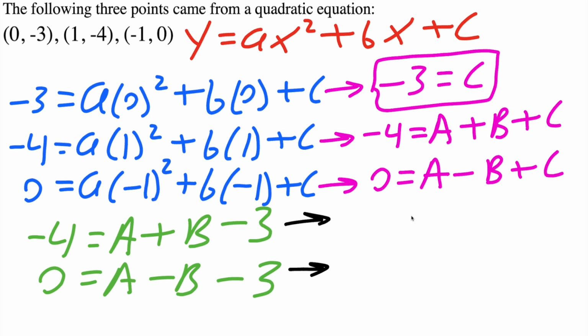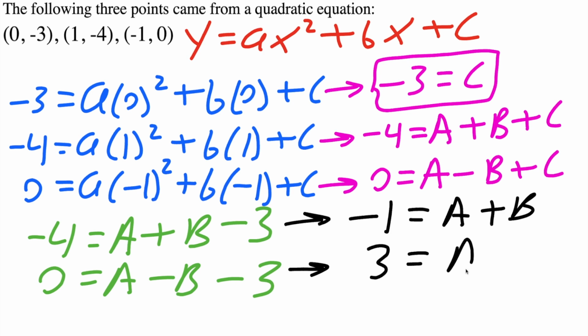So -4 plus 3 would give us -1 is equal to a plus b. Adding 3 here, adding 3 there, so we get 3 is equal to a minus b. At this point, we can easily use the elimination method.